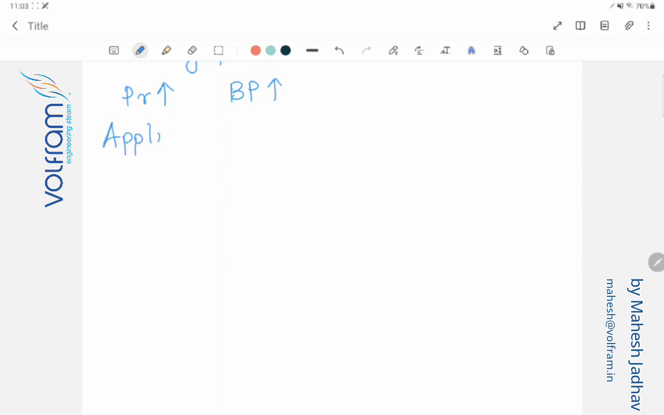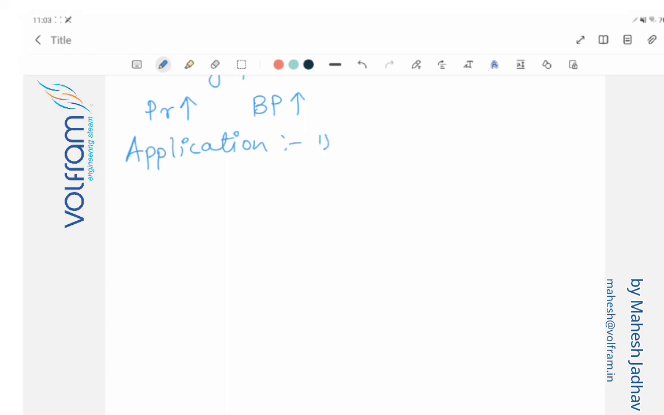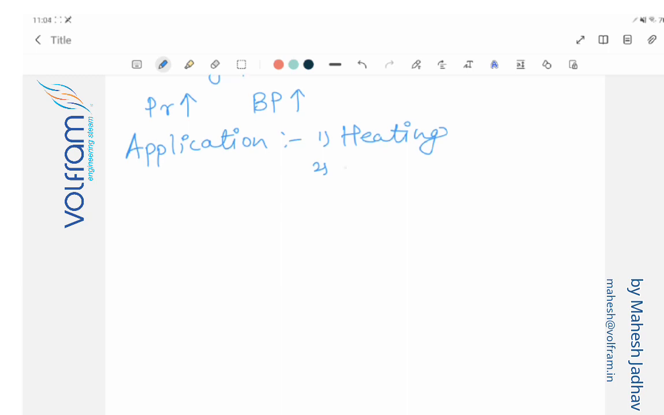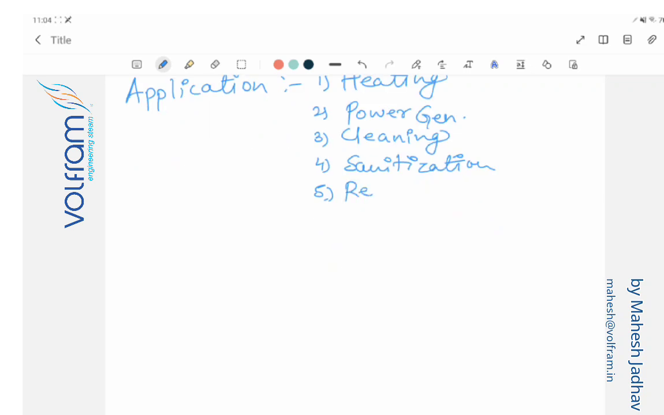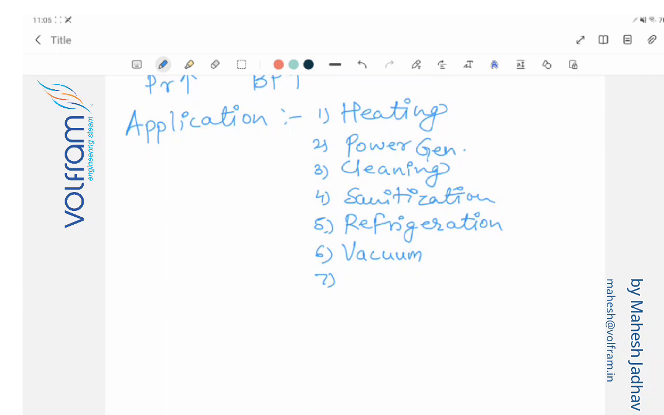Why steam is so important. So what applications is the steam used for? For heating purpose, correct. That is its primary use. Next is power generation. Then cleaning. Then sanitization. For refrigeration. For vacuum creation. So these are the six main applications or uses of steam.